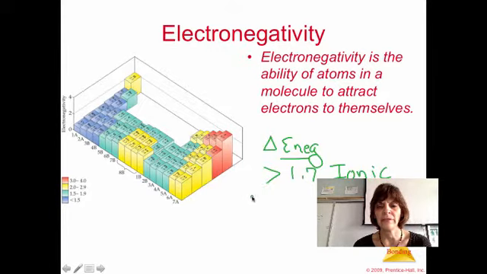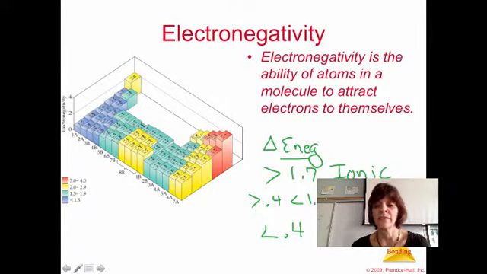If your difference is greater than 0.4 and less than 1.7, then you've typically got a covalent bond, or polar covalent, I should say. And if it's less than 0.4, it's often considered a pure covalent, not enough difference to be important.